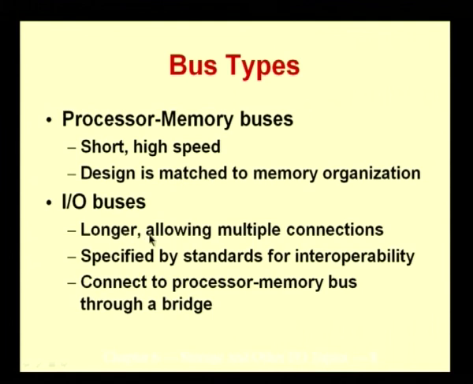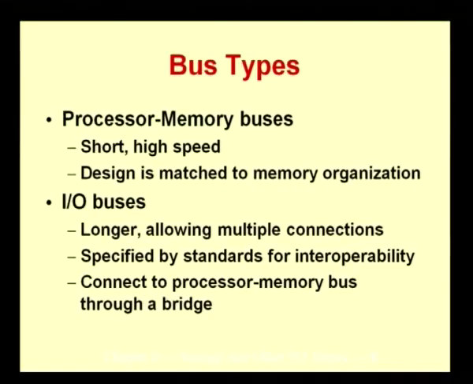So, when we talk of bus in the context of a processor, normally we talk about processor memory bus and I/O buses. You can look at this as two different types of buses. Processor memory buses are typically short in the sense that the length of the buses is short, and they are normally high speed, and the design is such that it is normally matched to the memory organization, that is, to the speed of the memory and to the way in which the memory is organized. So, this is how the processor memory buses are normally designed.